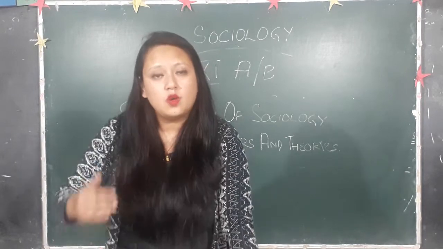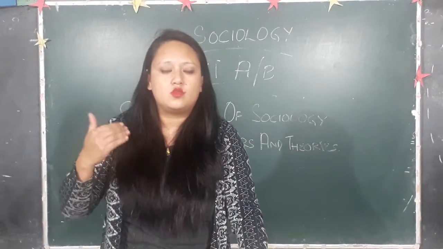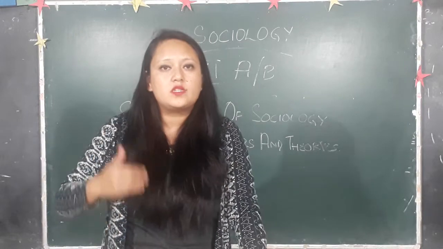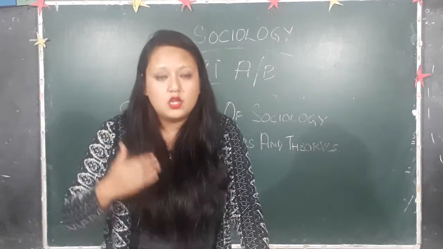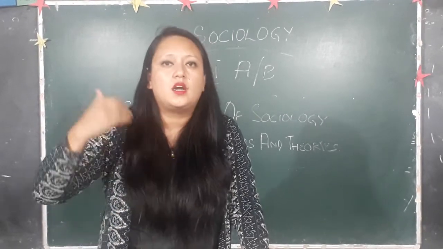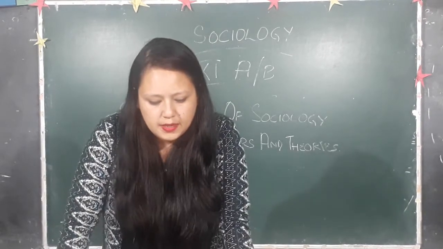Now in school, Auguste Comte rose to the leadership both in academic and rebelliousness. That means he was good in studies, but he was also a rebel. He always questioned the authority. He always questioned what his elders were teaching him.